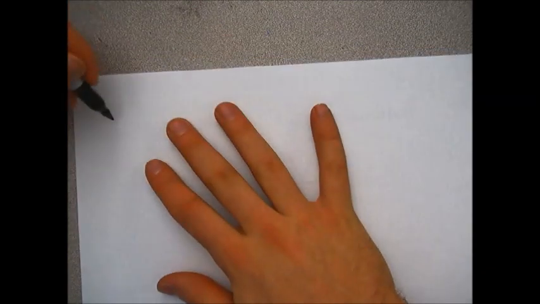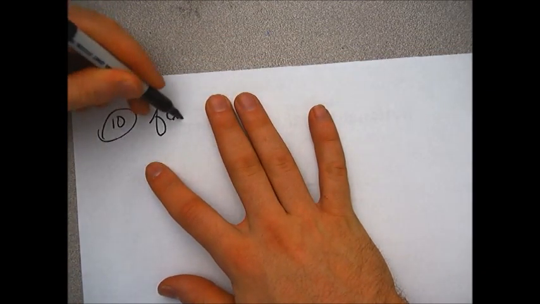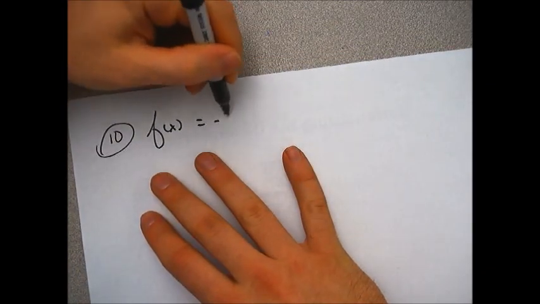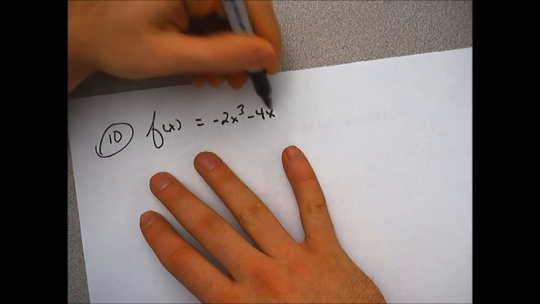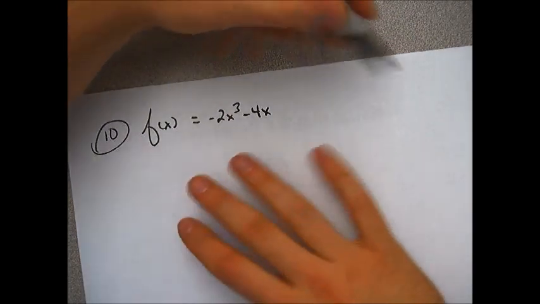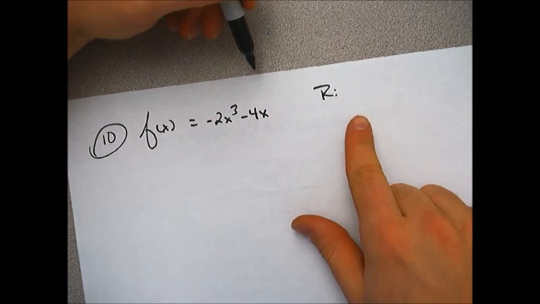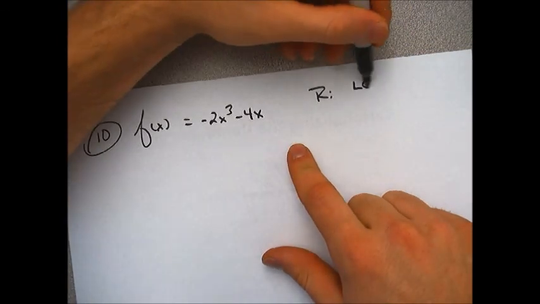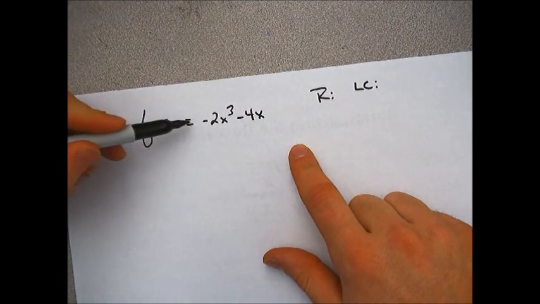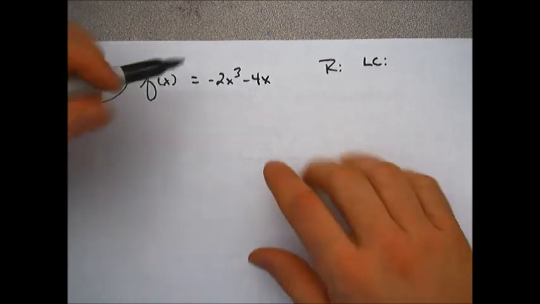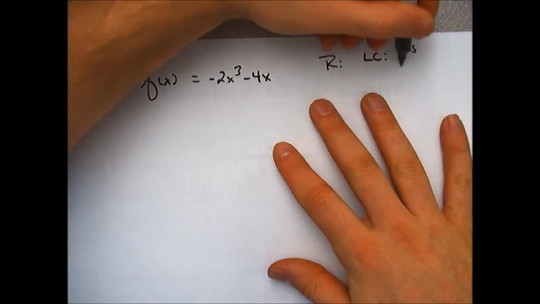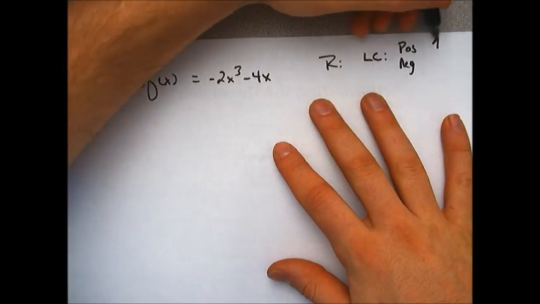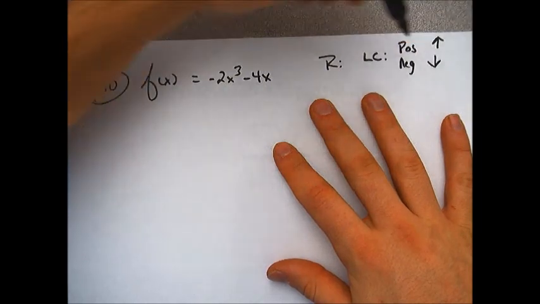Okay, for the last one, let's do another end behavior question. Let's say f of x is equal to negative 2x to the third minus 4x. So let's review the rules real quick. How do I figure out what goes on with the right? I look at the leading coefficient. Leading coefficient is the number out front. Ask myself, is this positive or is this negative? And if it's positive, the right goes up, and if it's negative, the right goes down.